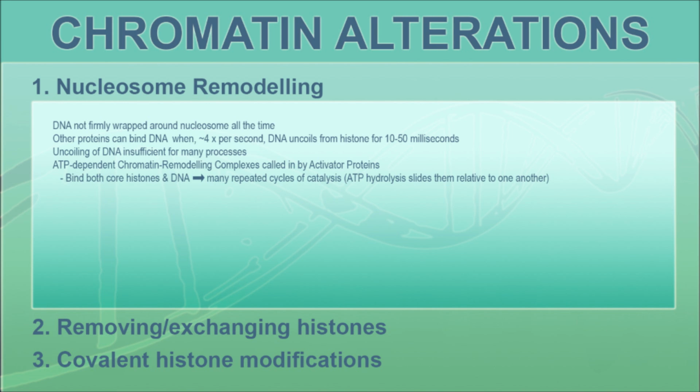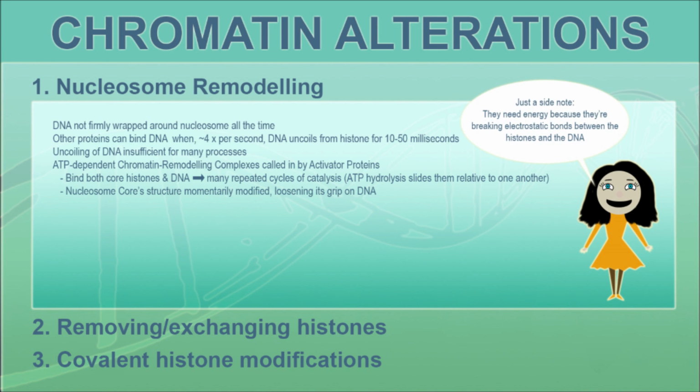These proteins bind both the core histones and the DNA, and, over a bunch of repeated cycles of catalysis, use the power of ATP hydrolysis to slide the histone cores relative to one another. In the process, the nucleosome core's structure is momentarily modified, loosening its grip on the DNA. Just a side note, they need energy because they're breaking electrostatic bonds between the histones and the DNA.